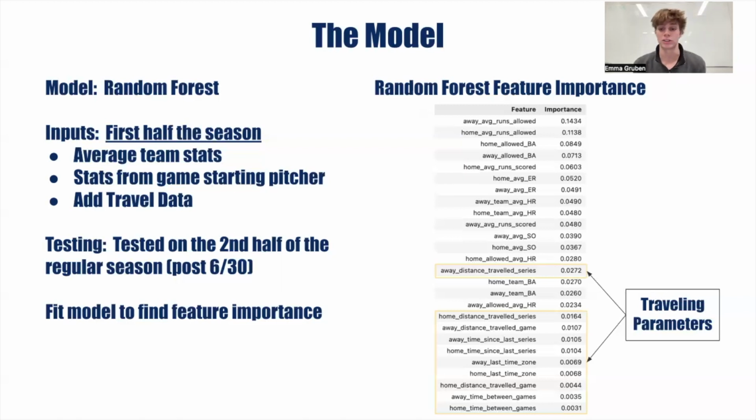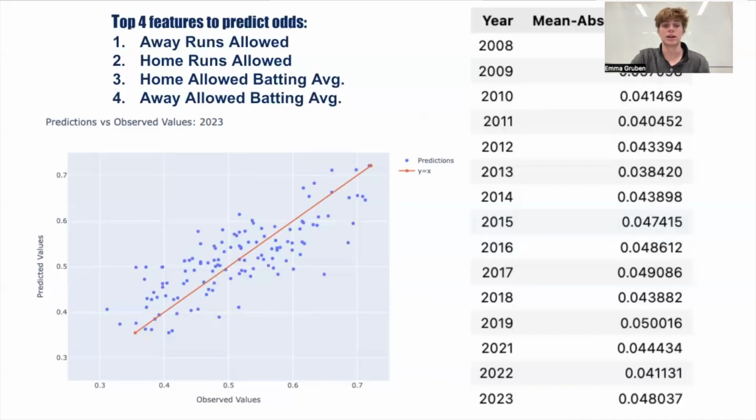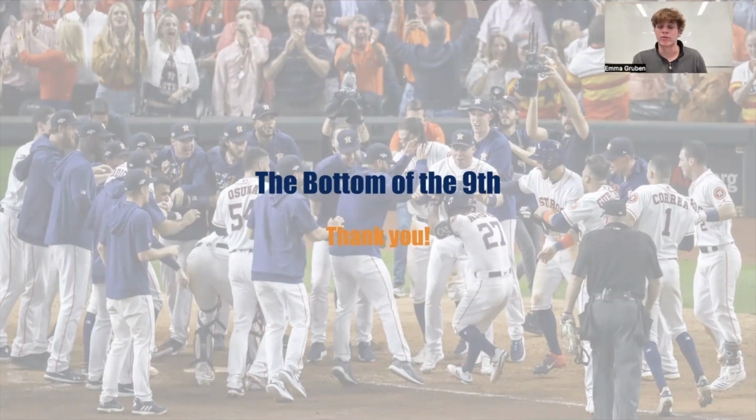So we fit this model to find feature importance, and we found that almost all the traveling parameters were among the least important of the entire model. We found that the traveling parameters did not have predictive power for winning. To test this in 2023, we took the 4 best features and found that our model was actually very, very strong. While we found correlation between performance and traveling, we didn't find that there was a predictive or causal impact between the 2.